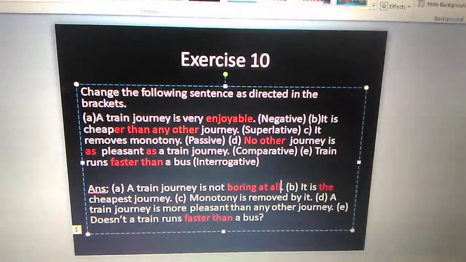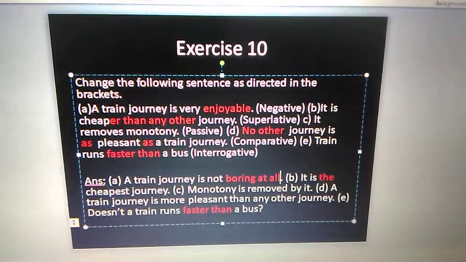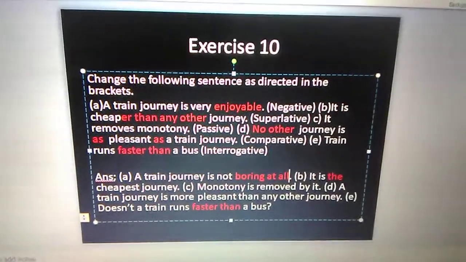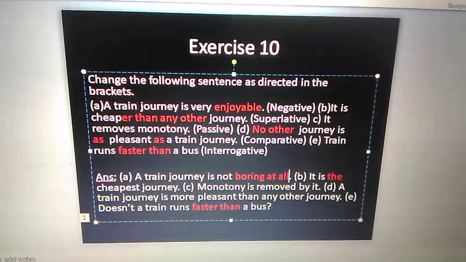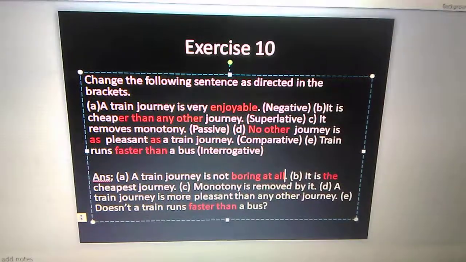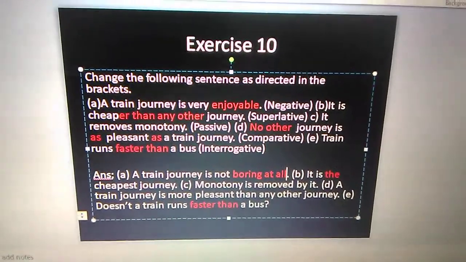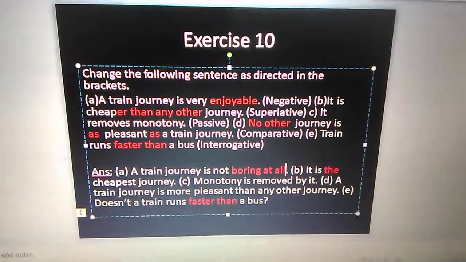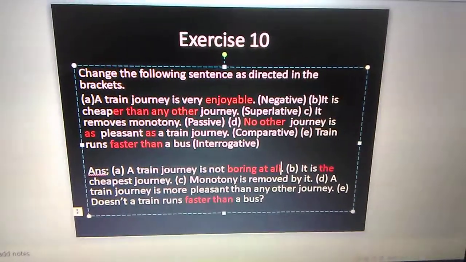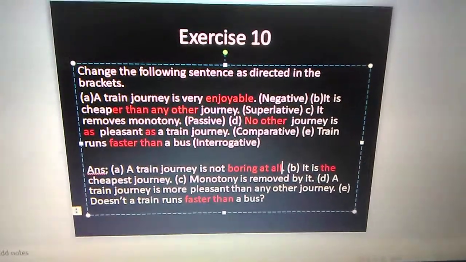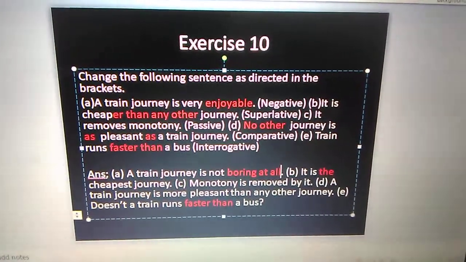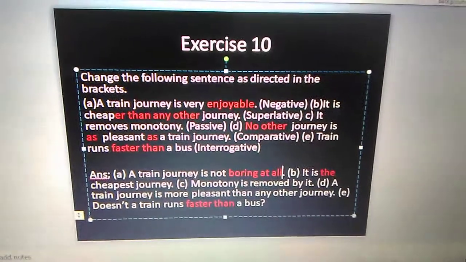It is cheaper than any other journey, superlative. So "than any other" is for comparative, so it will be there. So you have to write it is the cheapest. It is the cheapest journey. Okay. Then it removes monotony, passive. It removes monotony. So as "removes", it is the present indefinite tense. So monotony is removed by it.